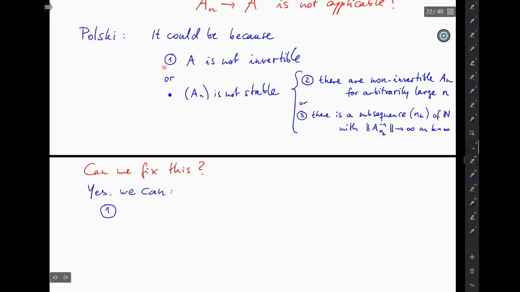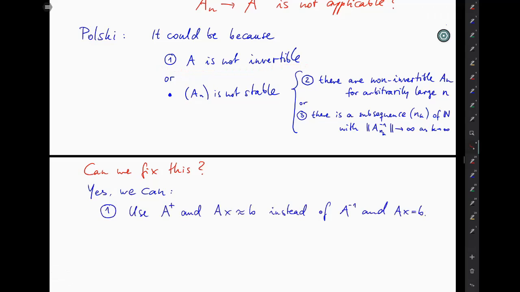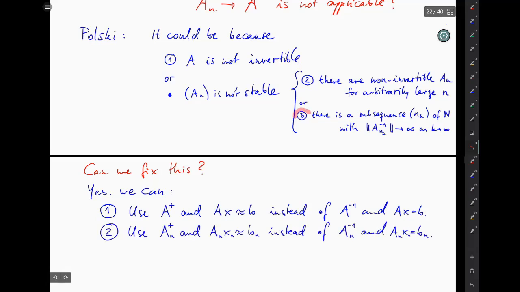So how do you fix problem 1? A is not invertible. Well, of course you use the pseudo-inverse instead of the inverse, and you solve the least squares problem instead of the equation. And how do you solve problem 2 of non-invertible operators AN in your sequence? Well, you do just the same. So it remains to solve problem 3.